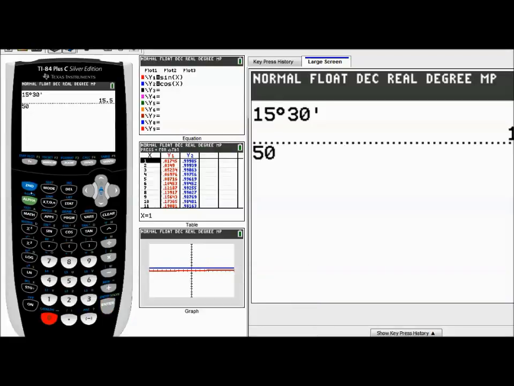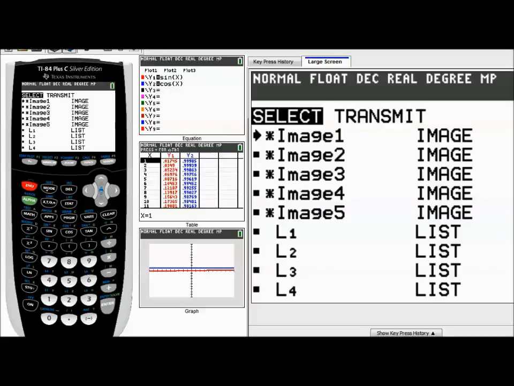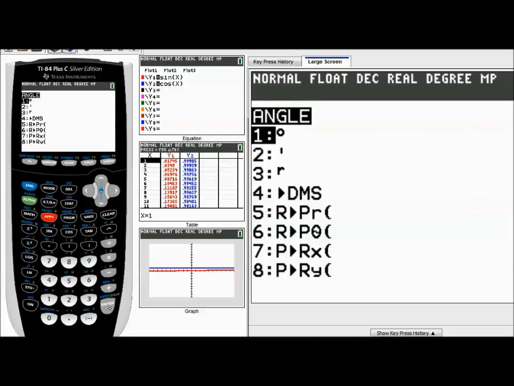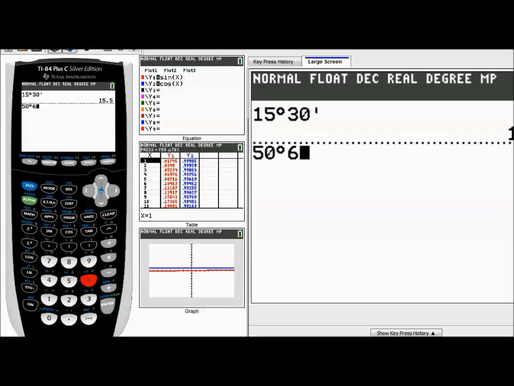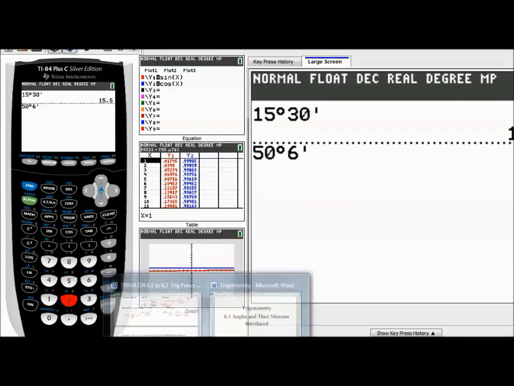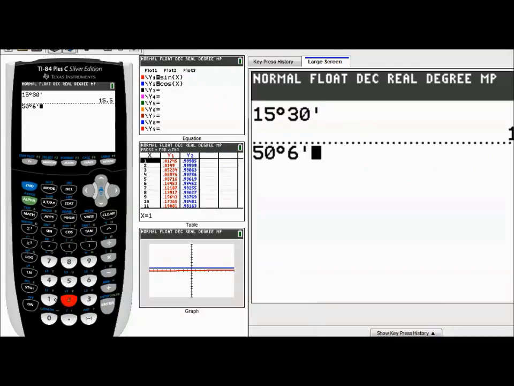50, second angle, degrees. 6, I hit the wrong button. Second angle, degrees. 6, second angle, minutes. And what was my last one? 21. Where's the seconds? Alpha plus. What the heck's it doing there? Yeah, good question. No idea.